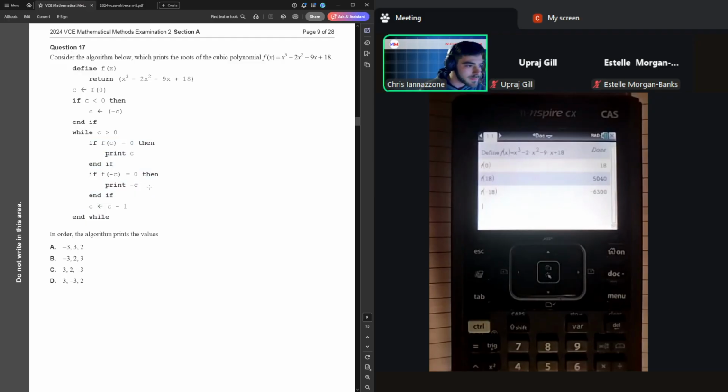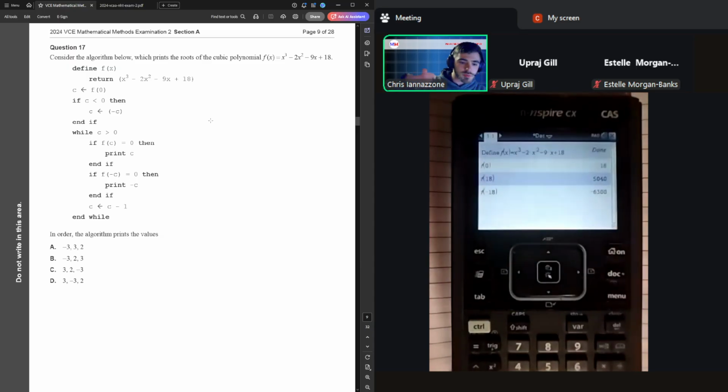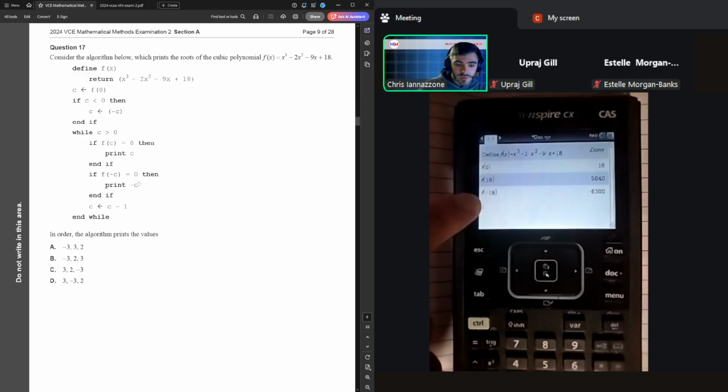Therein lies the loop. So you can imagine what's essentially happening is this is going to loop forever until you hit C equals 0. And in the order that it does things, it will first print the positive version of C and then the negative version of C if any of those work out. If you were to do that by hand or by CAS 17 more times, not really that great.